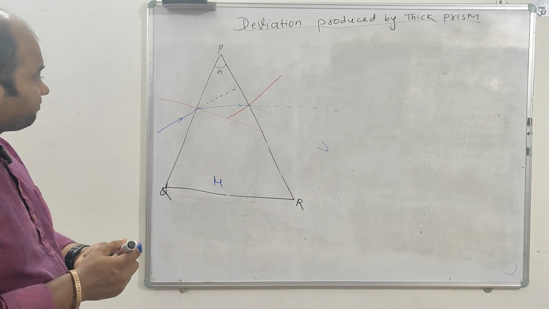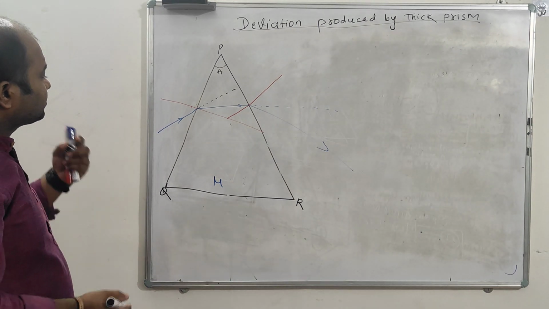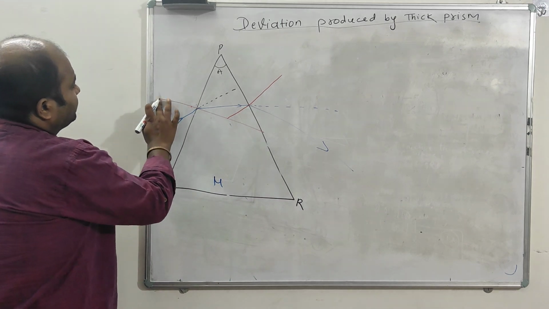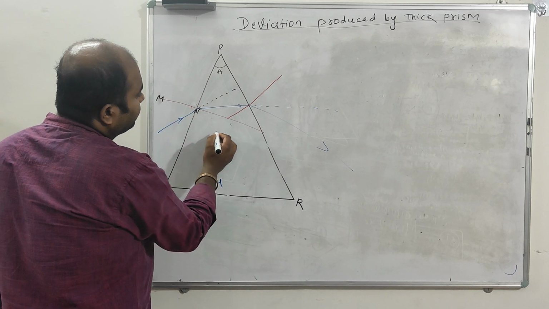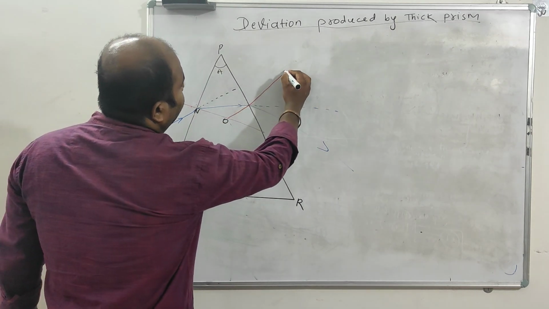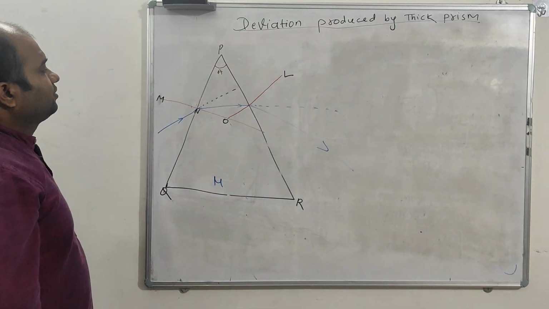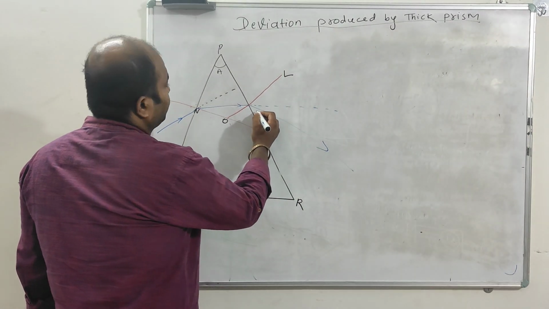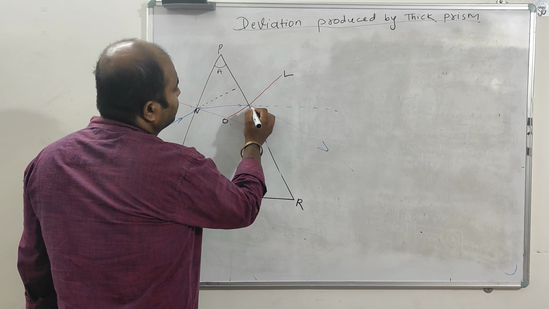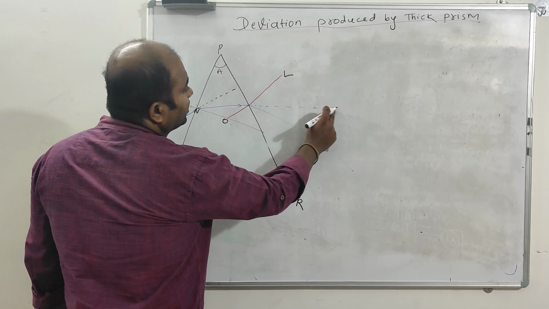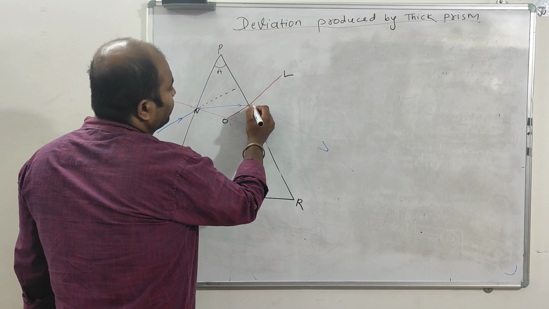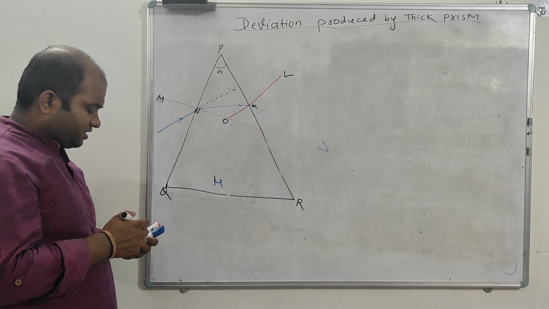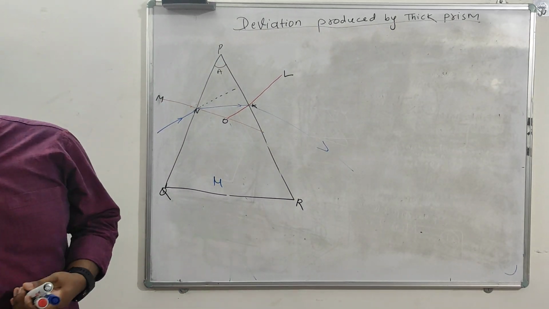So now we'll play with some angles. Let's assume these points are L, M, N, O, and here I'll put K. This point is K. And now see the angles.